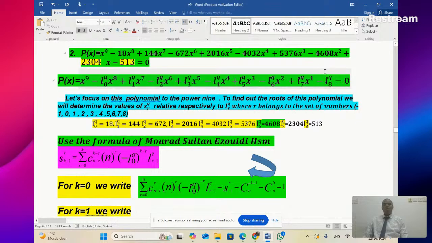Therefore, you can see that, for example, the last coefficient of my ninth degree equation is equal to 513. It means all the coefficients are in fact positive, and the minus here comes from the standard form of writing my nth degree equation.